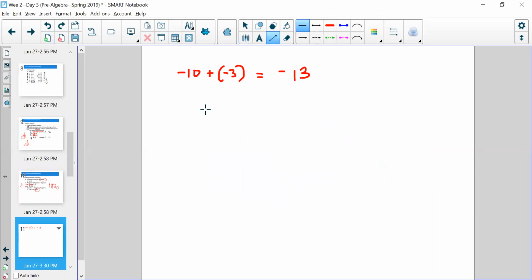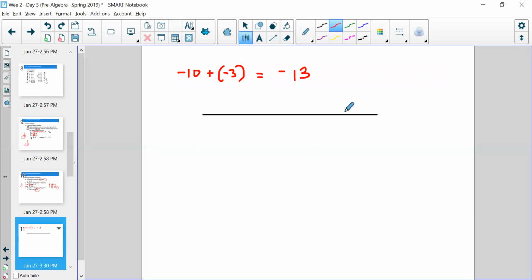And so then I could also think number line if I need to. I'm starting at 0 and I'm going to move to the left 10. And then I'm going to move to the left 3 more. And so I should end up at negative 13.